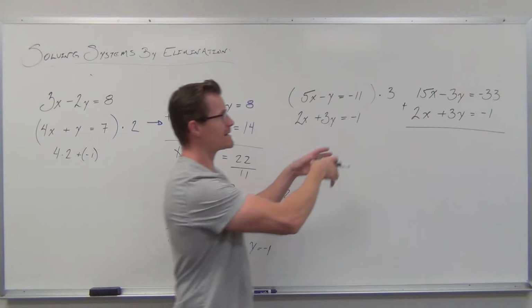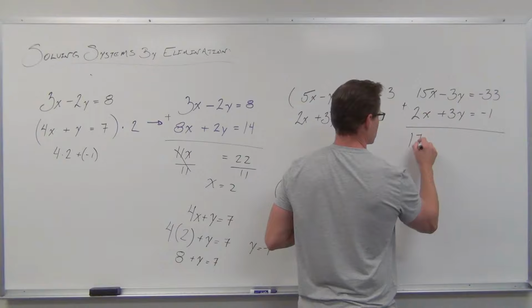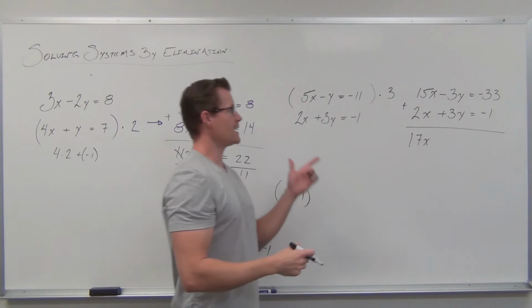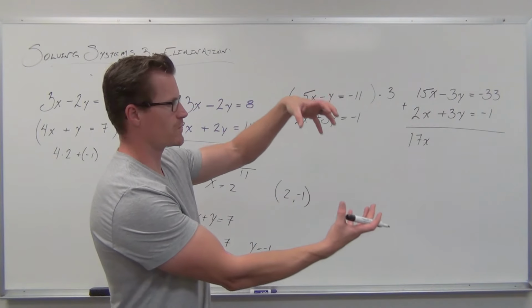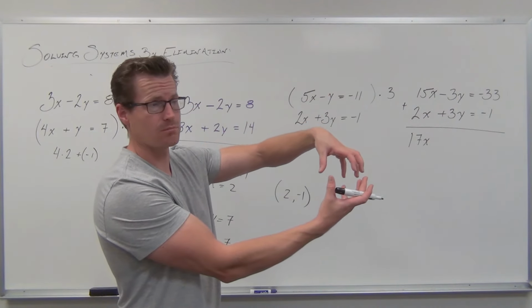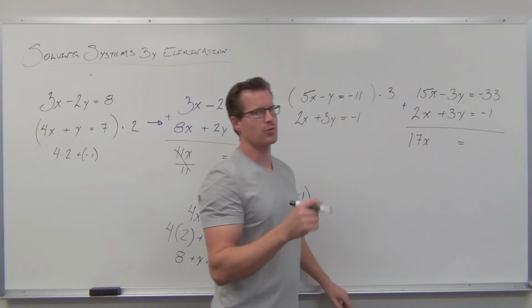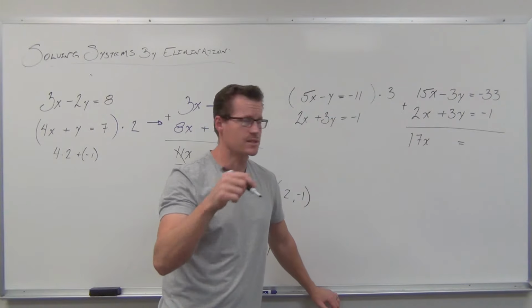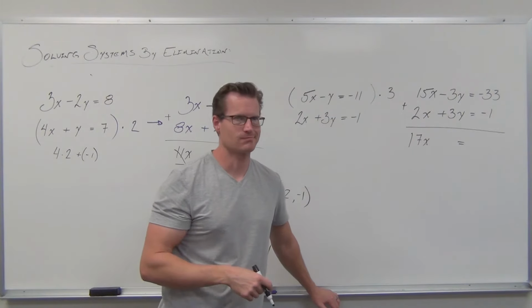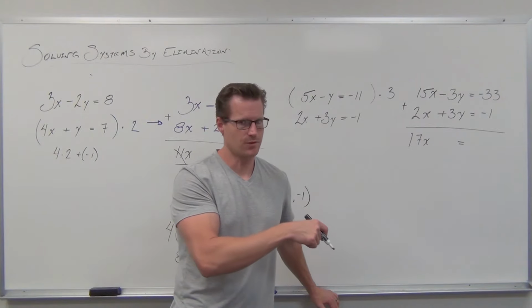So once we have it, we add together. Adding x isn't that bad, 17x. Adding y's, hey, that's fantastic. That's exactly what we're looking for. When we have opposite terms and we add, opposites always add to 0. Gone. On the right-hand side, be careful with your signs, please. I'm begging you, be careful with your signs. Negative 33 plus negative 1 is negative 34.